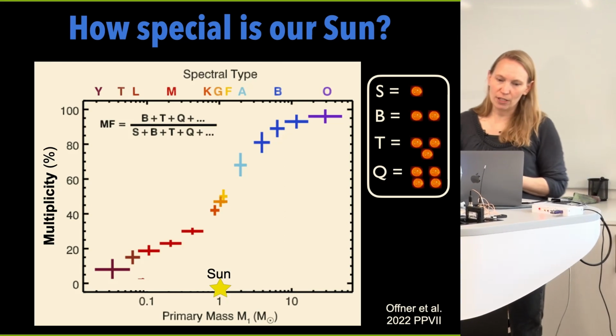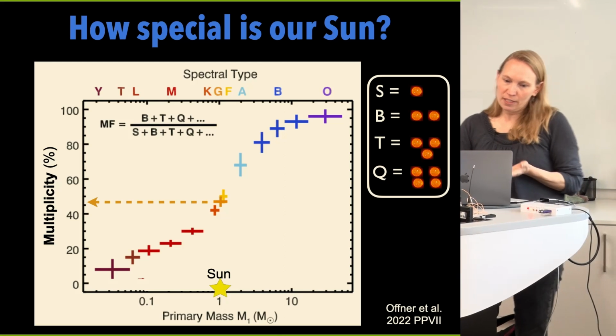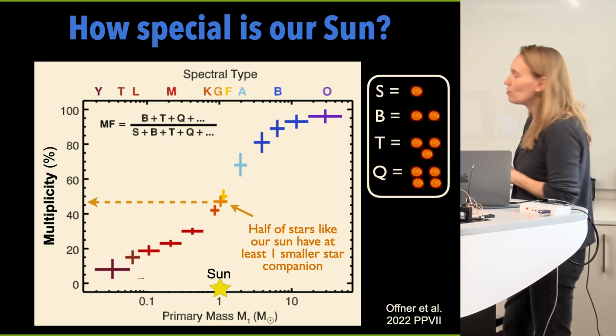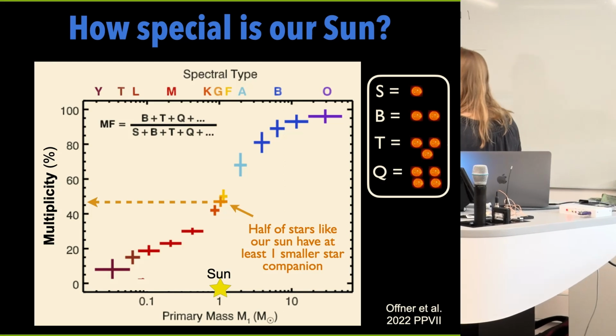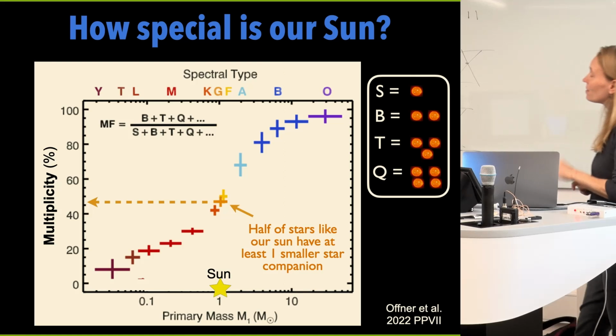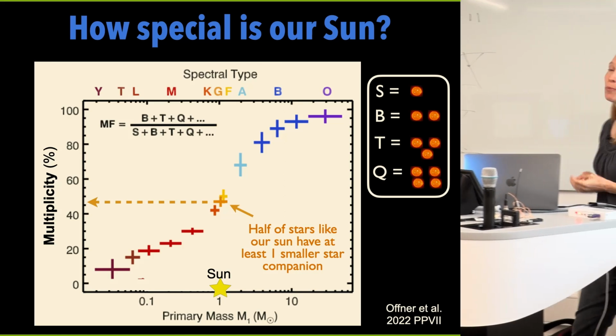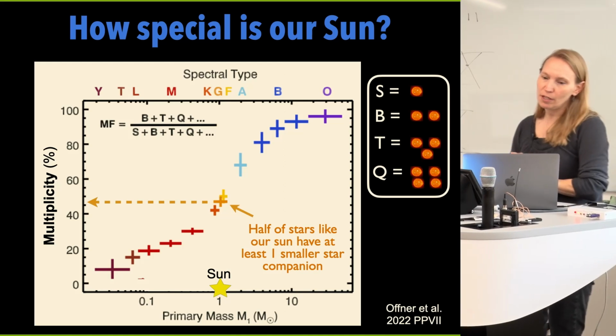So if you have our sun here, about maybe half of our stars have at least one smaller star companion. And if you add in sun-like stars that are companions to more massive stars, then you get maybe a bit more than half of solar-type stars are in multiple systems.